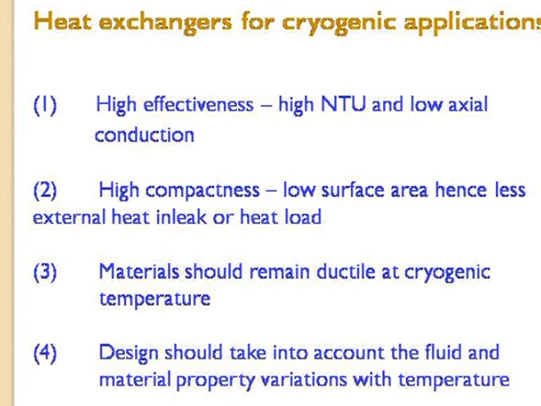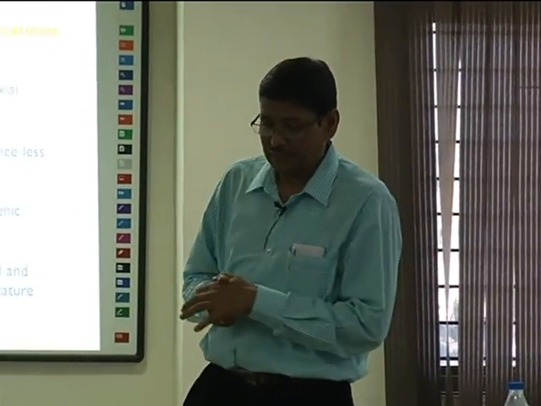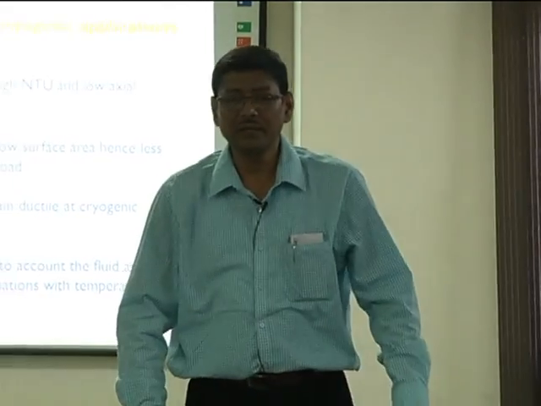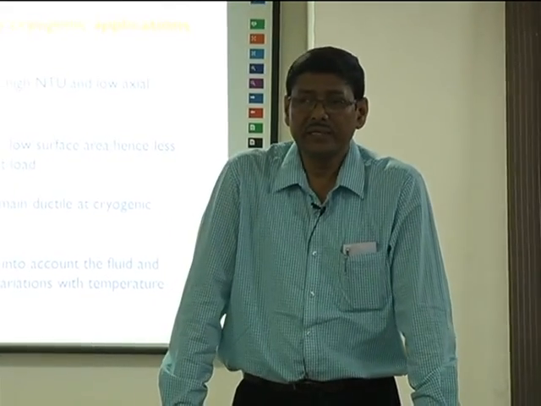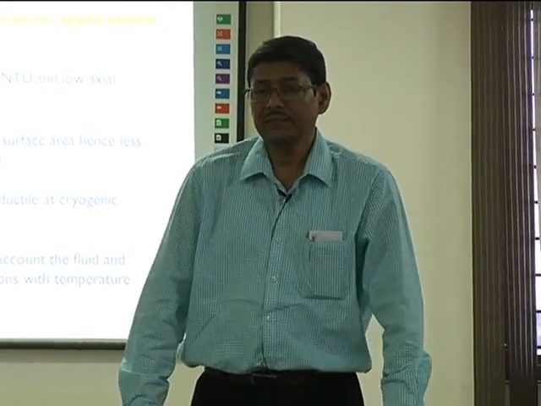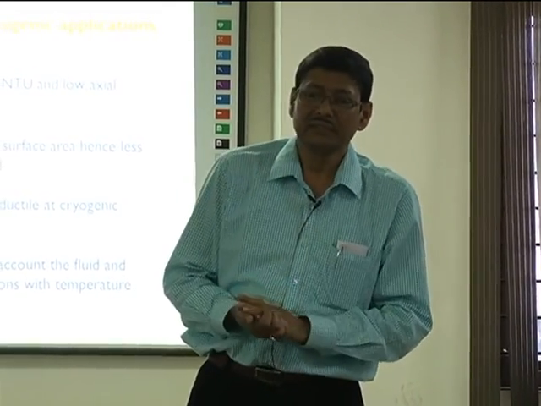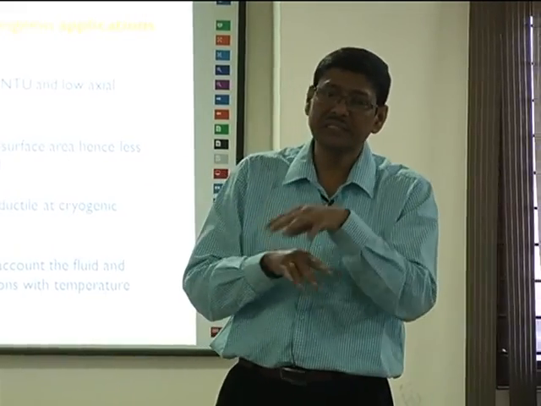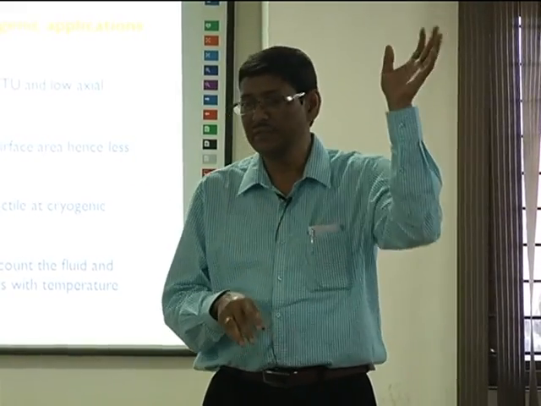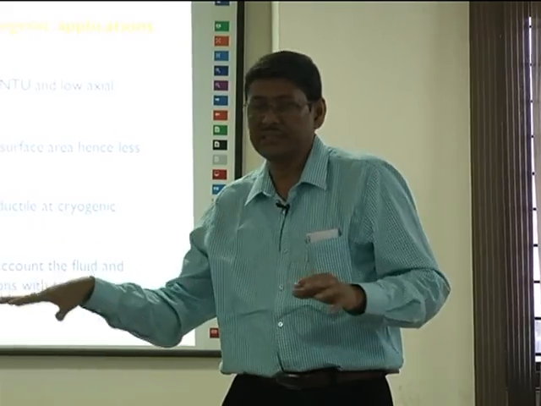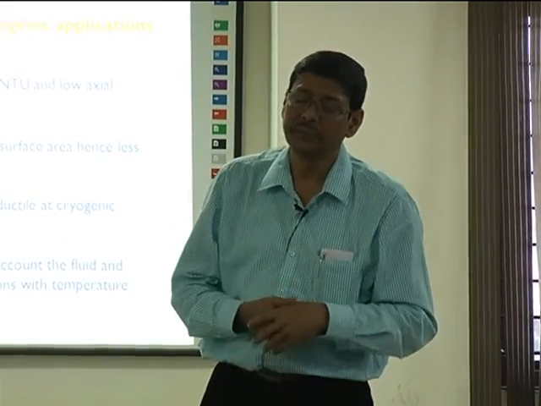Now before I go for that, let me see what characteristics a heat exchanger at cryogenic temperature should have. First of all, it should have high effectiveness. Now you know that in normal chemical engineering plants, the temperatures of the fluids are near room temperature, 300 Kelvin. Some streams have temperature higher than 300 Kelvin, some streams are just below 300 Kelvin, so that you exchange the heat between them.